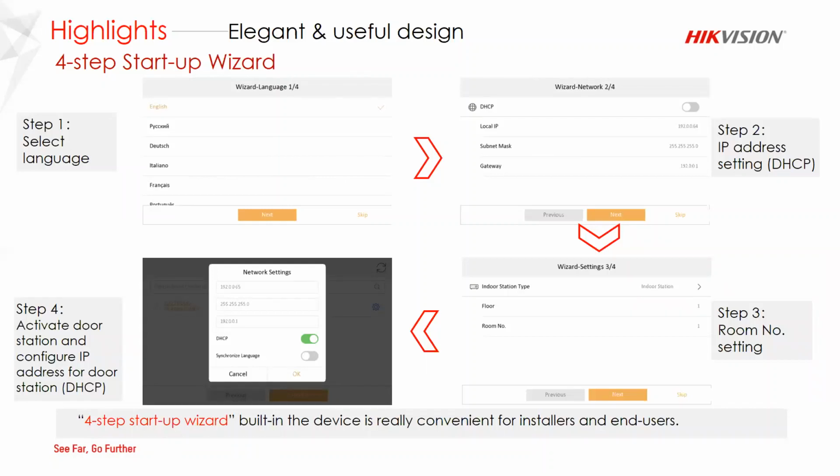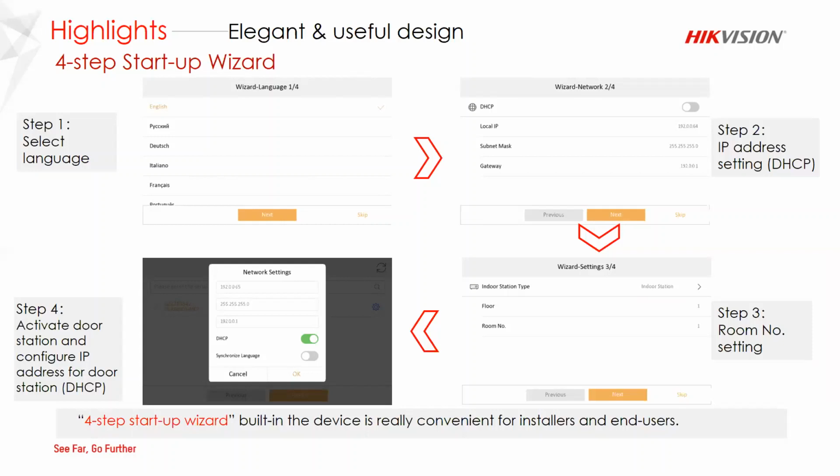This 4-step startup wizard is what you're going to see after you activate the product. After these 4 steps, you will be able to call one-to-one. It's very easy, so I'll guide you through this. The first step is the language setting. Of course, no brainer, it's English.